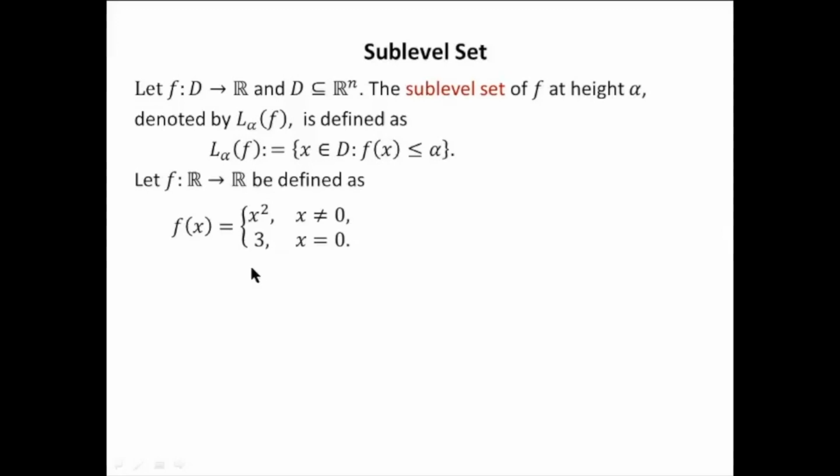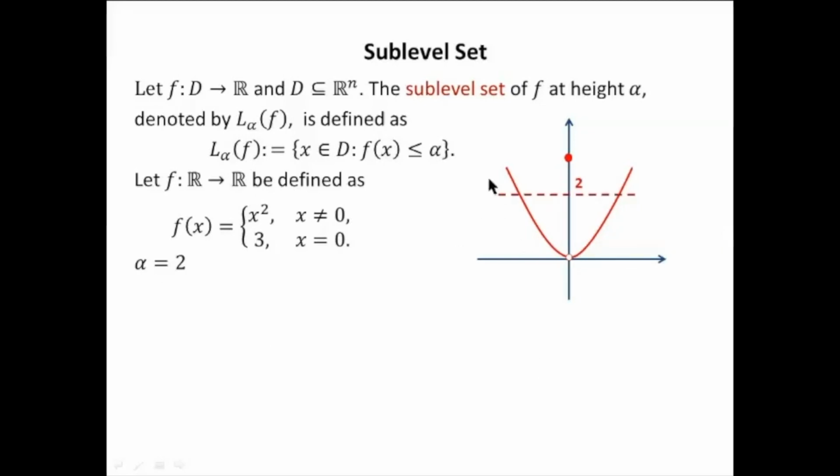Let us illustrate this with an example. Let me consider this function which is discontinuous at x equal to 0. Let's look at the graph. It is like this. Now, if I take alpha equal to 2, that means the level is 2. Then what are the points for which f(x) is less than or equal to 2? So the points are between minus root 2 and root 2 except 0, because f(0) is 3 and 3 is greater than 2. So 0 cannot be in this level set.